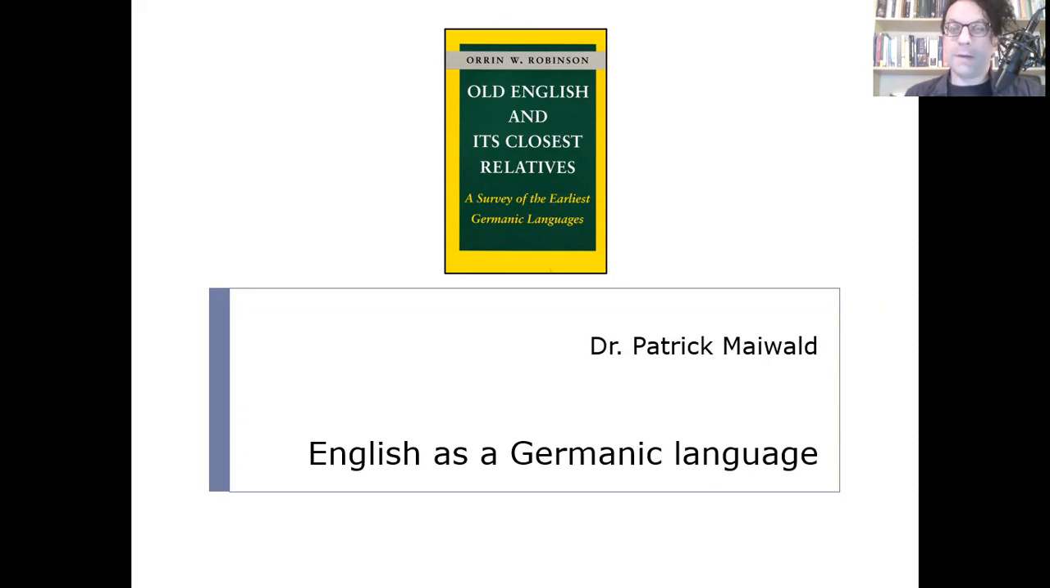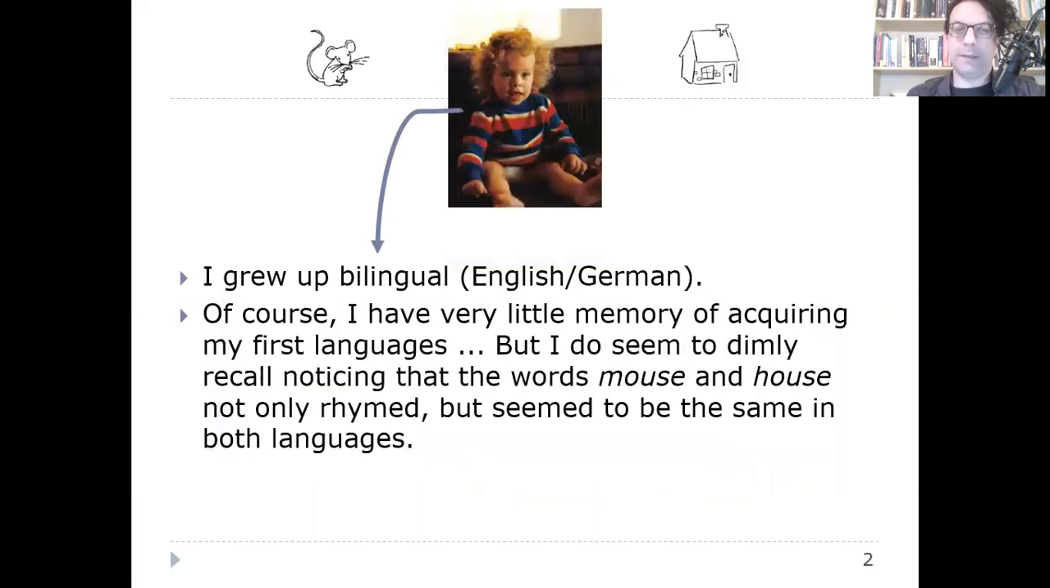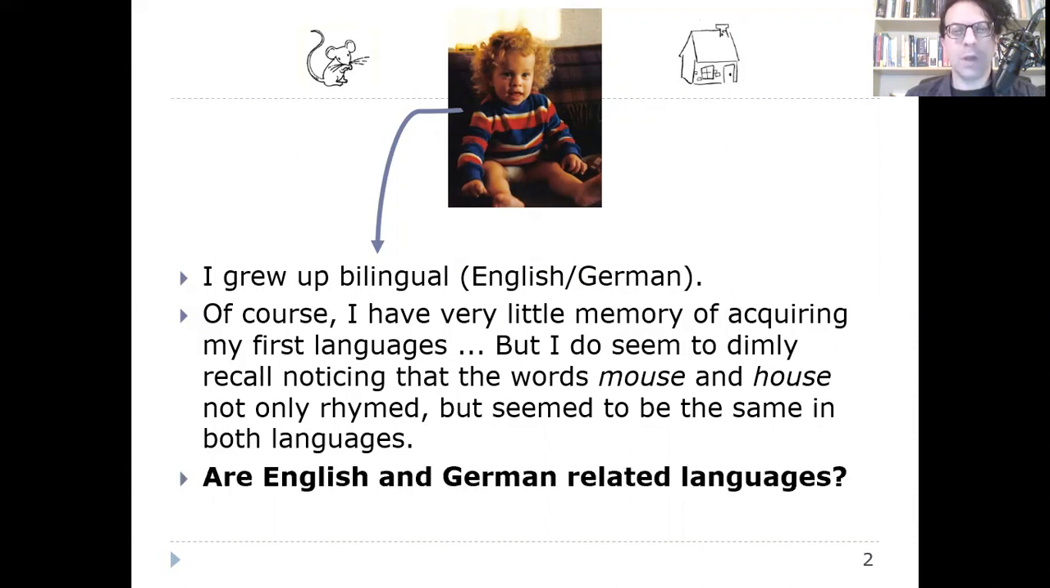Okay, fun fact about me. I grew up speaking English and German, and of course I have very little memory of acquiring my first languages. But I do seem to dimly recall noticing that the words mouse and house not only rhymed, but seemed to be the same words in both languages. Which could have led me to the question, if I had been a miracle child, of asking, are English and German actually related languages? Of course, at the time, I didn't ask these questions, right?